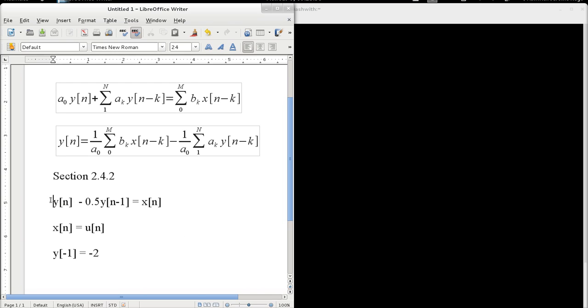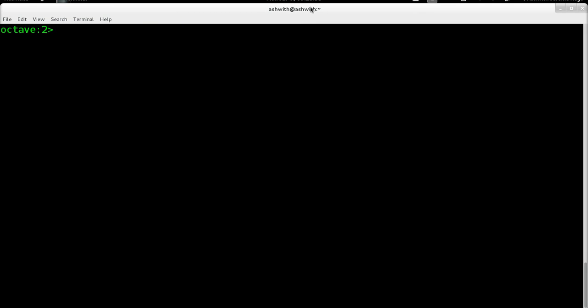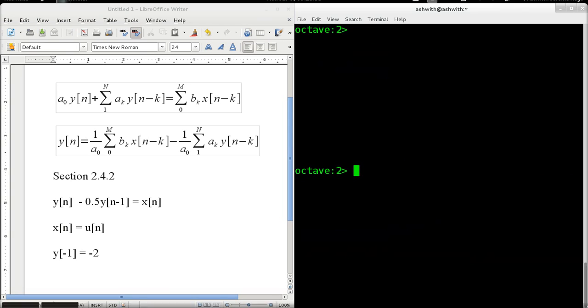As an example in Octave, I'm going to solve this difference equation. So this is my difference equation, y of n minus 0.5 y of n minus 1 equals x of n, and my input x of n would be the unit step. My initial condition y of minus 1 is minus 2. So let's just solve the difference equation.